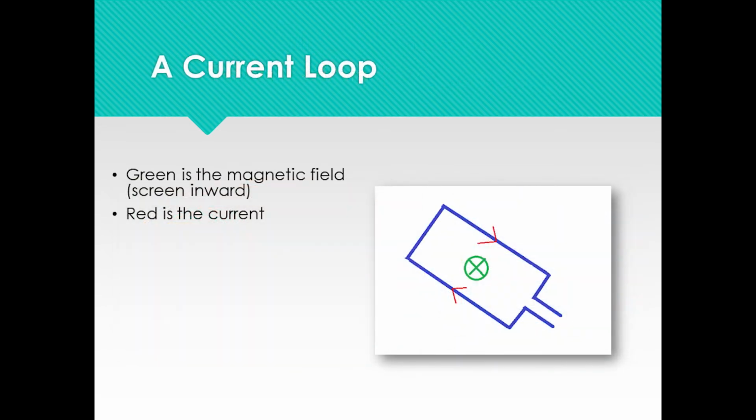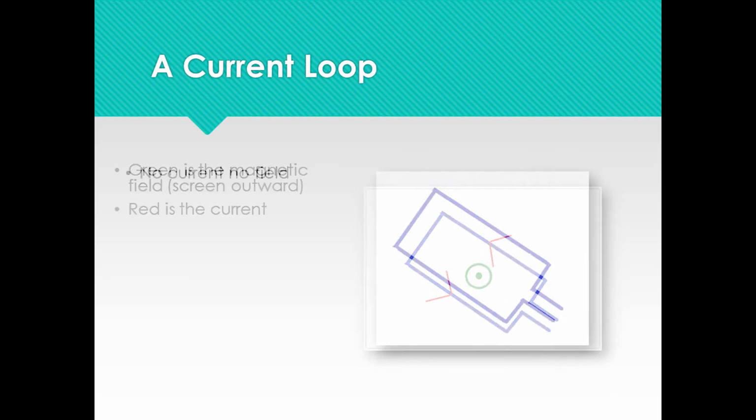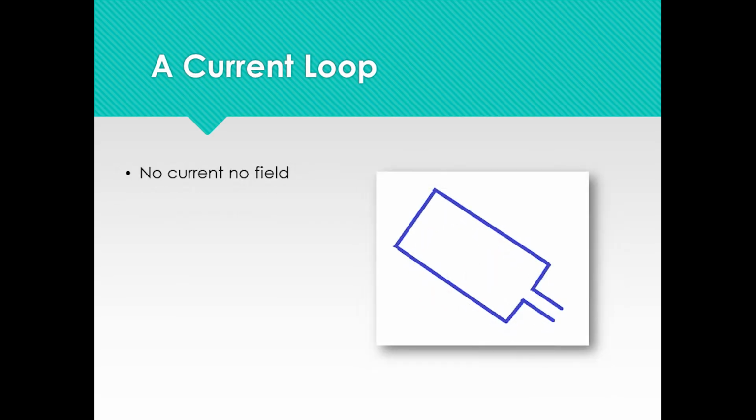First of all, we are dealing with a current loop. The clockwise current which goes through the loop causes the magnetic field inward the coil that is shown in the green color. The counterclockwise current which goes through the loop causes the magnetic field outward the coil that is shown in green color. And it's very obvious that if we don't have any current, we will not have any field.